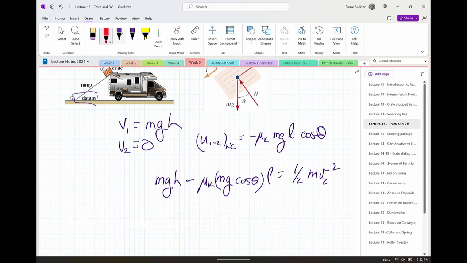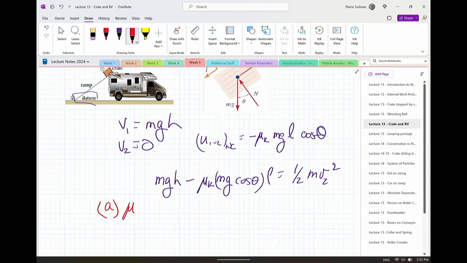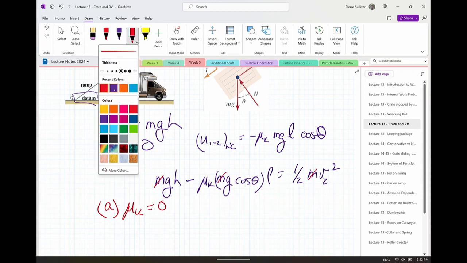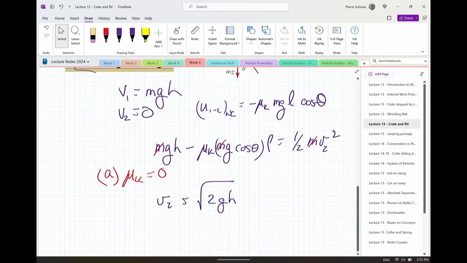So I have two cases that I want to consider. That is mu k equal to 0, which was the first condition, no friction between the ramp and the crate. So that term over here goes to 0, and I get my regular term, which is V2 equals square root of 2GH.